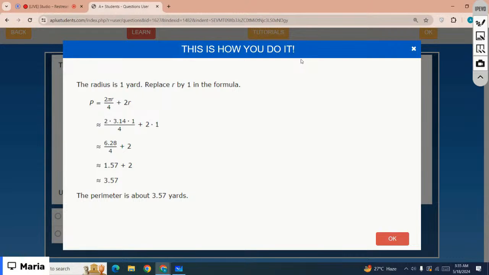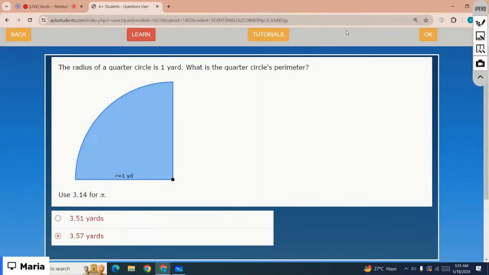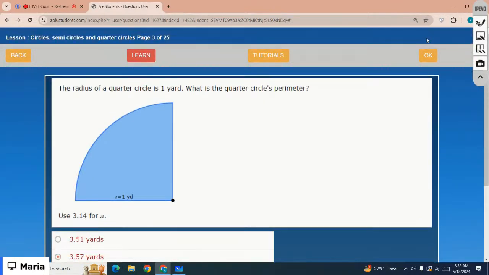So that is 2 pi r divided by 4, because that is the circumference part of the quarter circle, then you need to add 2r, that is 3.57 yards. The perimeter is 3.57 yards, right? The correct option is option number 2, that is 3.57 yards.